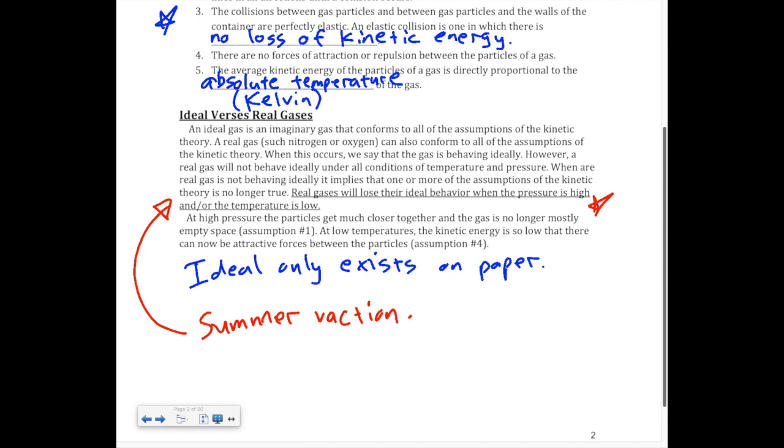Now, at high pressure, the particles get much closer together and the gas is no longer mostly empty space. Assumption number 1. At low temperatures, the kinetic energy is so low that there can now be attractive forces between the particles. Assumption number 4.